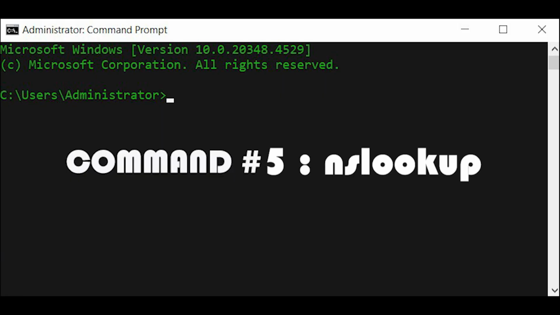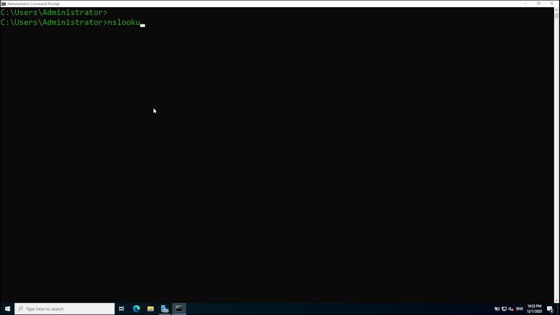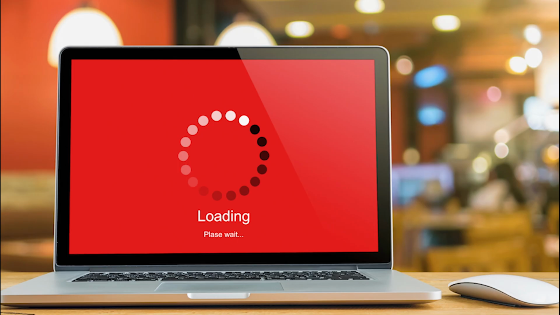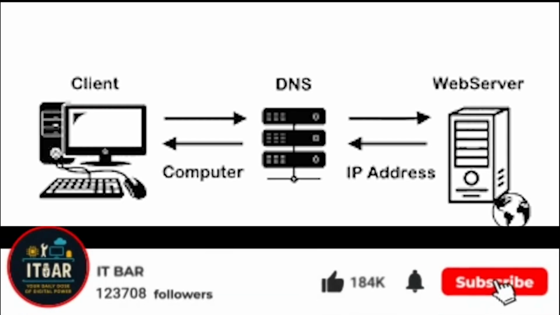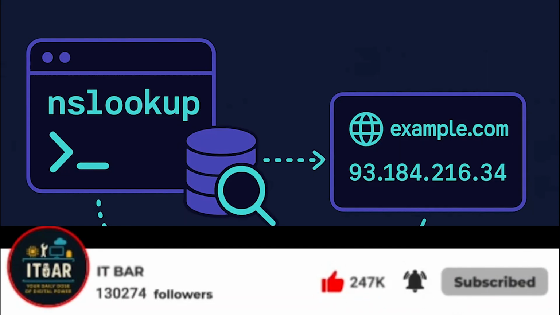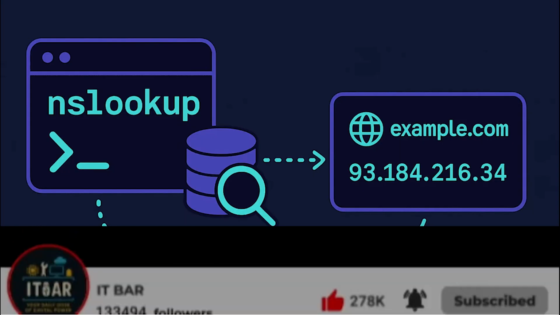5. nslookup. nslookup digs into DNS records. Whenever websites don't load or you suspect DNS issues, you run nslookup. It shows which DNS server you're using and what IP address a domain resolves to. DNS issues are very common, so this command is extremely helpful.